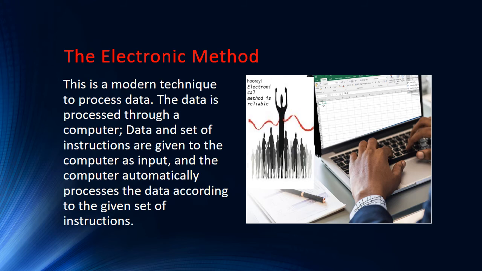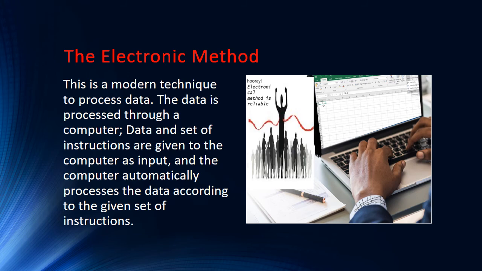So now, the electronic method processes data through a computer. The electronic method allows us to compute our data. We're using the computer. The data and a set of instructions are given to the computer as input, and the computer automatically processes the data according to the given set of instructions. You see, I told you that the computer performs every task we ask it to perform.